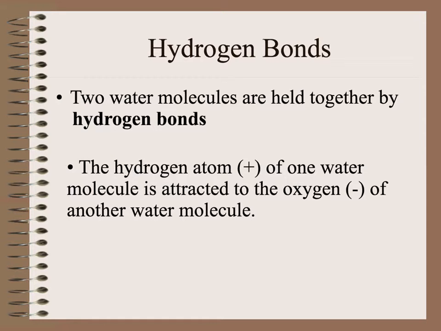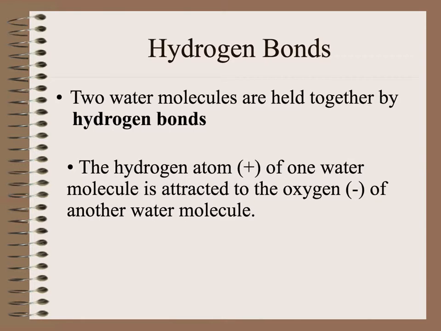And this leads us to our third and final bond that we're going to talk about, which are hydrogen bonds. Hydrogen bonds are best explained when we look at an example. So when we look at two water molecules, that's where we're going to see hydrogen bonds. The bond that's going to hold the two different water molecules together is going to be a hydrogen bond. So the hydrogen atom of one water molecule, which is going to be slightly positive, is going to be attracted to the oxygen of another water molecule, and that oxygen will be slightly negative.